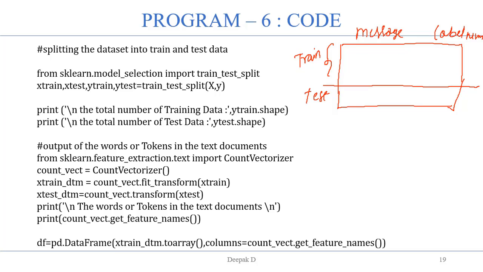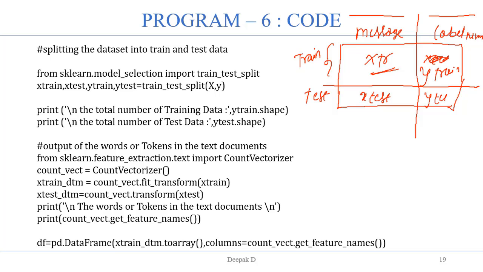And here the features are divided, or your entire data set is divided into again features and also the target value. Features here is message and the target is label num. This is called x train and this is called x test, and this is called y train and this is y test. This is how we split our entire data set into 4.